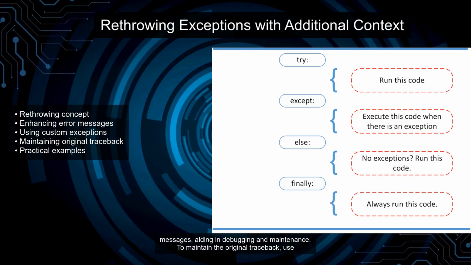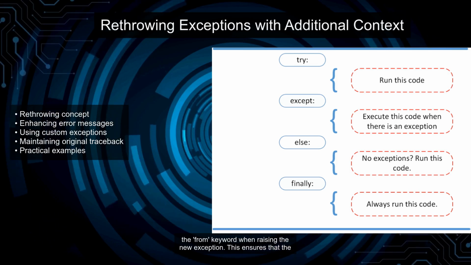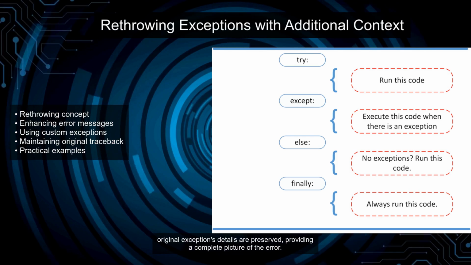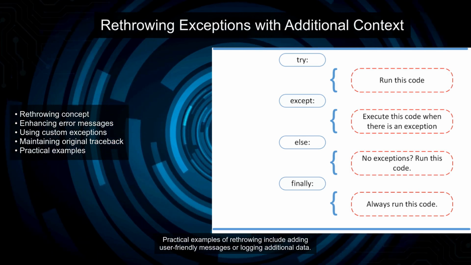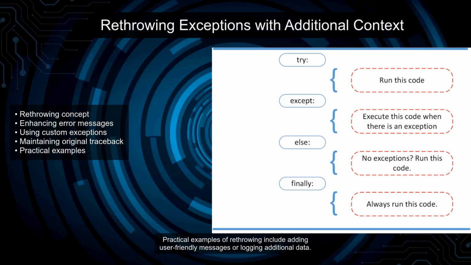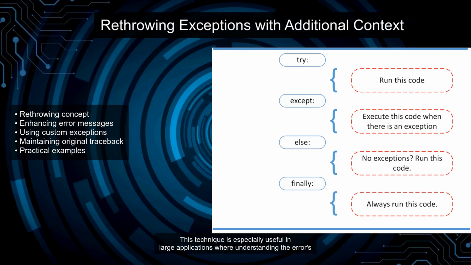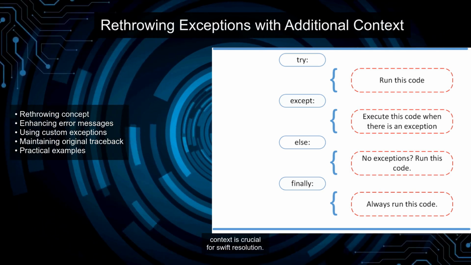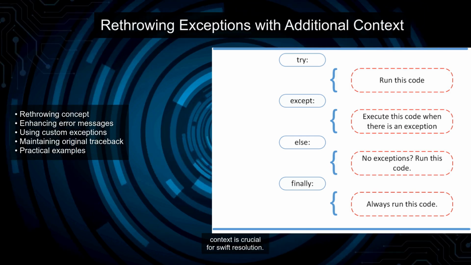To maintain the original traceback, use the from keyword when raising the new exception. This ensures that the original exception's details are preserved, providing a complete picture of the error. Practical examples of rethrowing include adding user-friendly messages or logging additional data. This technique is especially useful in large applications where understanding the error's context is crucial for swift resolution.